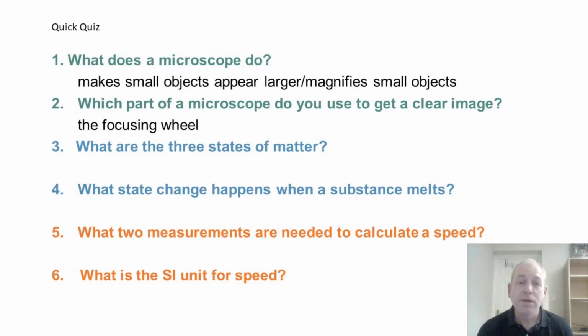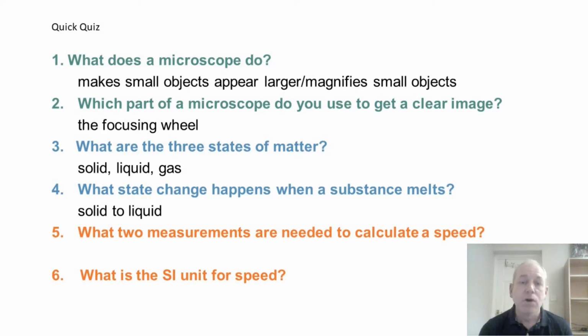Question 3 was, what are the three states of matter? I'm sure you all got this. Our three states of matter are solid, liquid, and gas. Question 4, what state change happens when a substance melts? Remember, melting is changing a substance from a solid into a liquid, just like melting an ice cube.